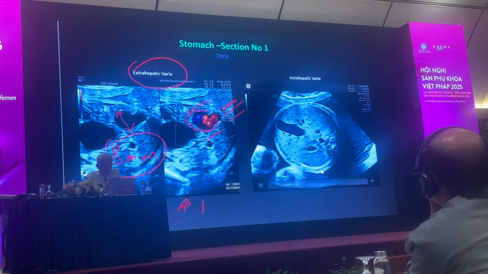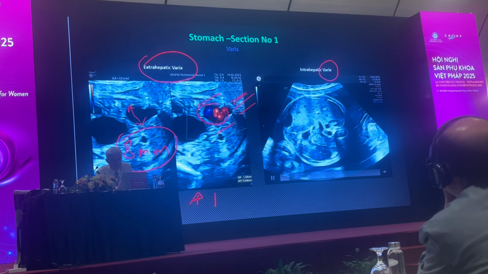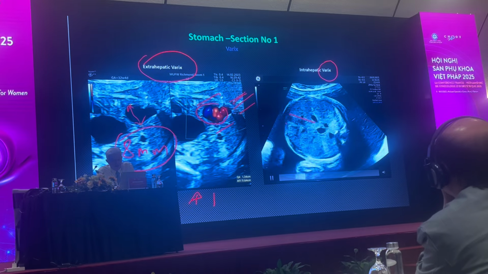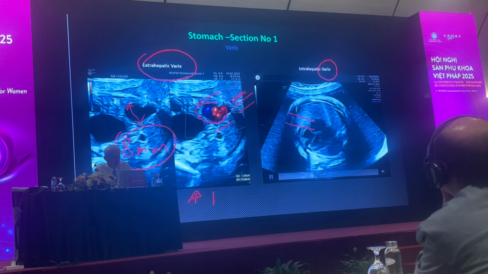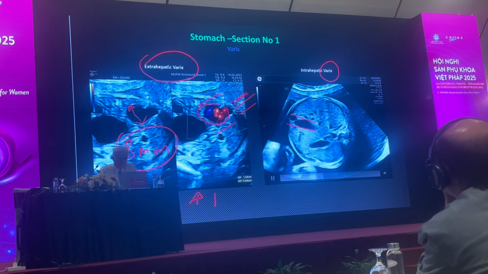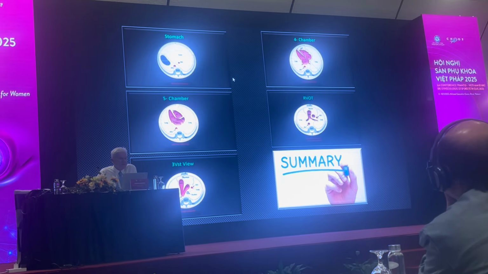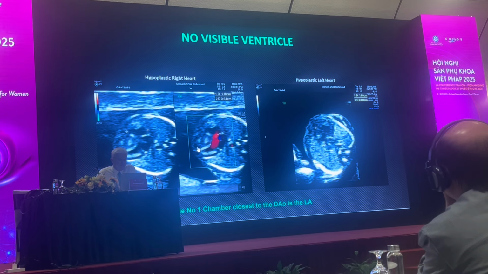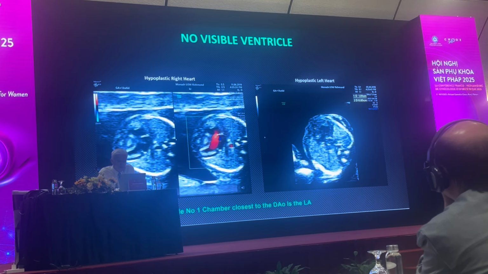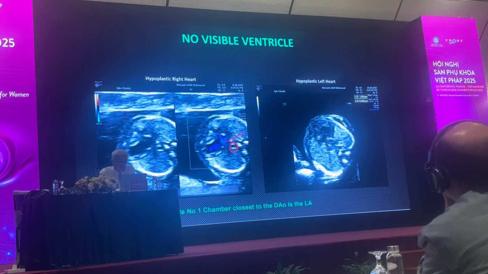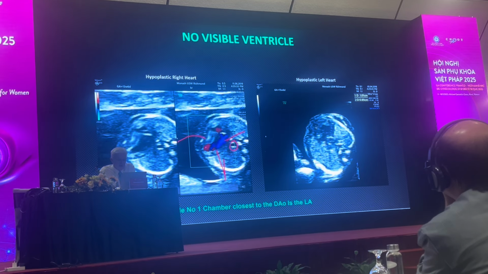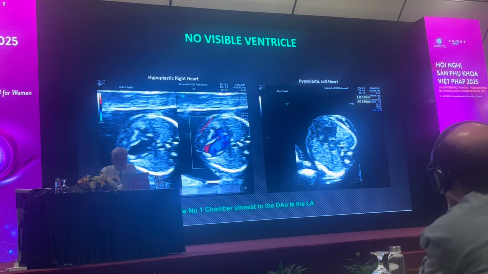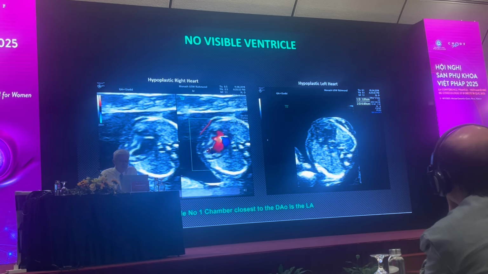This baby also has a varix, but this varix is different. The varix is actually intrahepatic. Intrahepatic varices are much rarer. So that's the first section. The next section is the important section of the fourth chamber. This is the descending aorta, left atrium, left ventricle, and there is no right ventricle. This baby has got a hypoplastic right heart at 13 weeks of gestation.